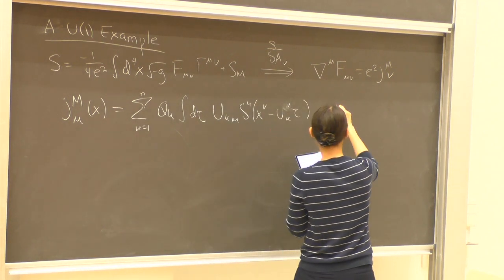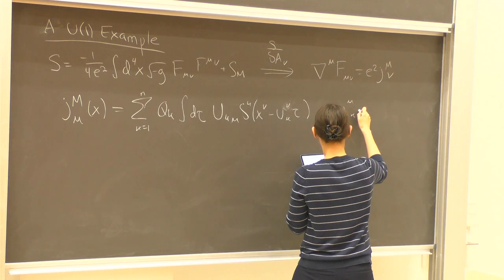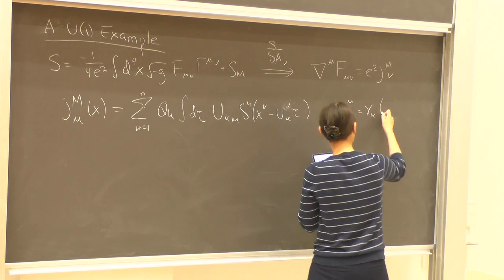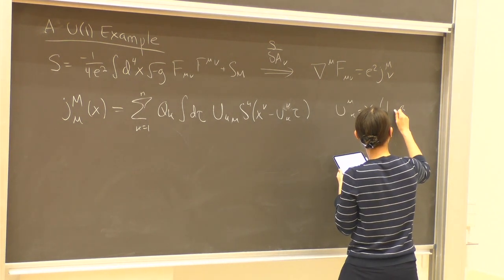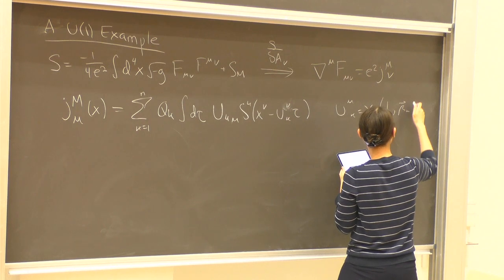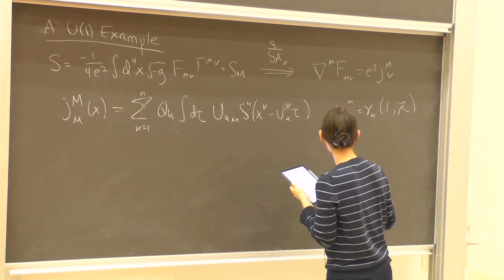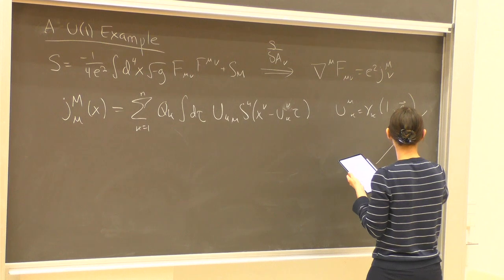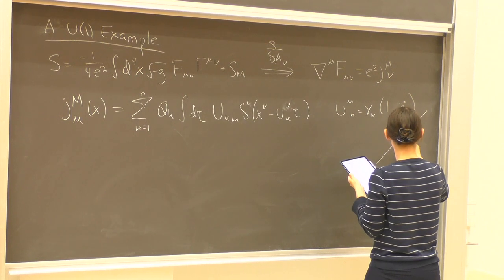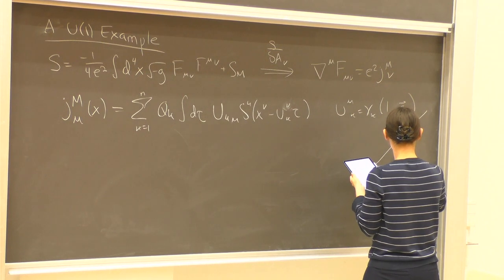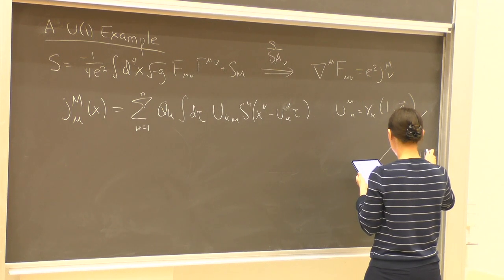Where this four-velocity is given by some relativistic prefactor and some vector here, like v over c. And so, right, this picture is there's some constantly moving particle where x mu k of tau is just this four-velocity times tau.